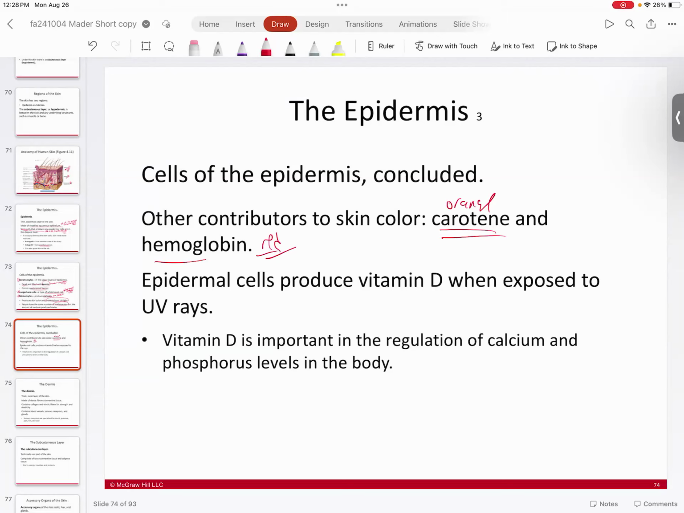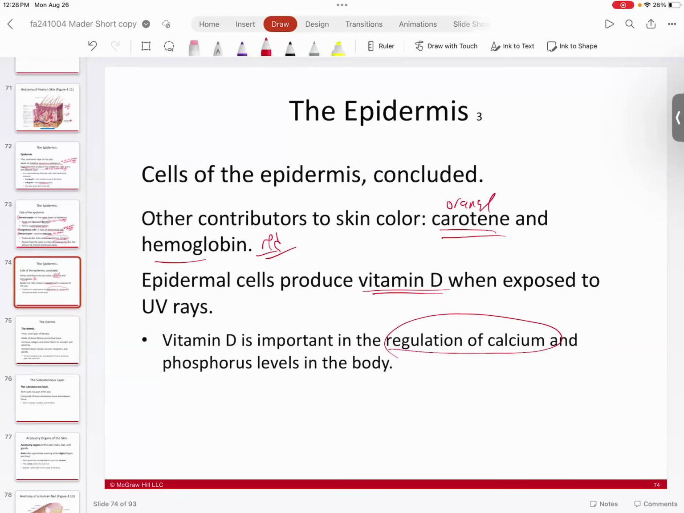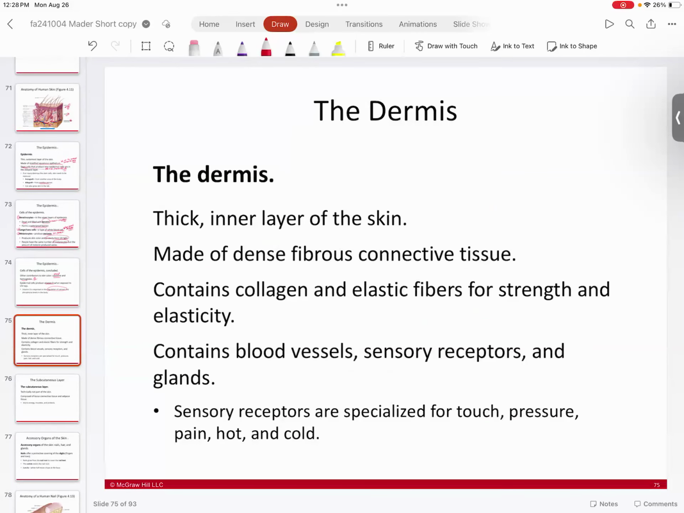The important thing also about epidermal cells is they're the source of vitamin D production. So basically, you will produce vitamin D when you expose yourself to UV radiation. And vitamin D is really critical in the regulation, along with your kidneys, of calcium and phosphorus. So you need vitamin D. That's the reason why you need a little bit of sunlight. Okay, so that's all important things that are happening in your epidermis.